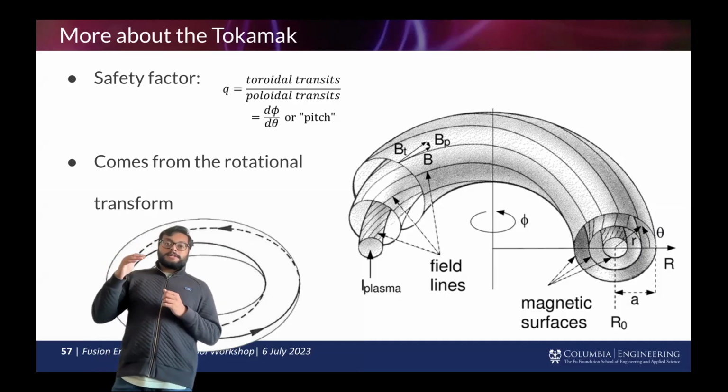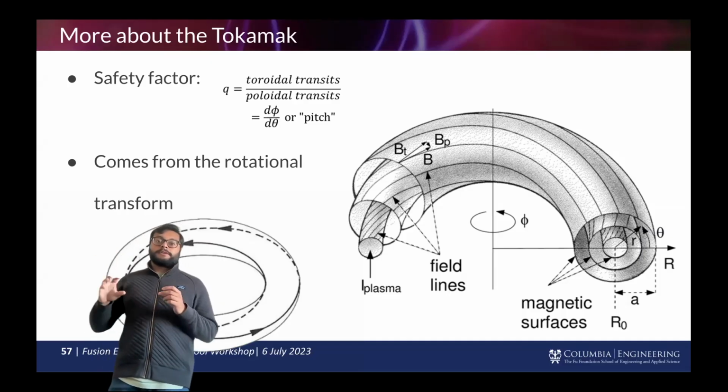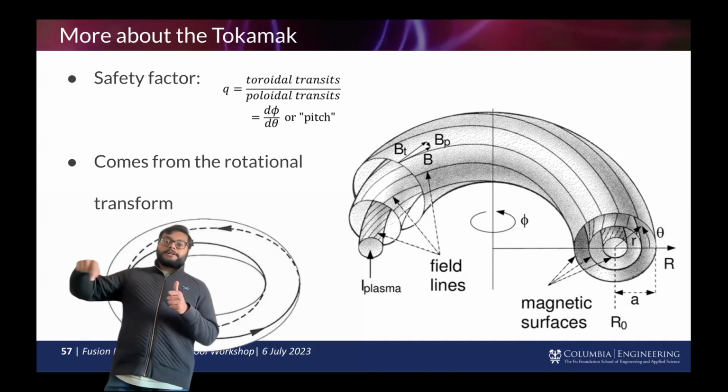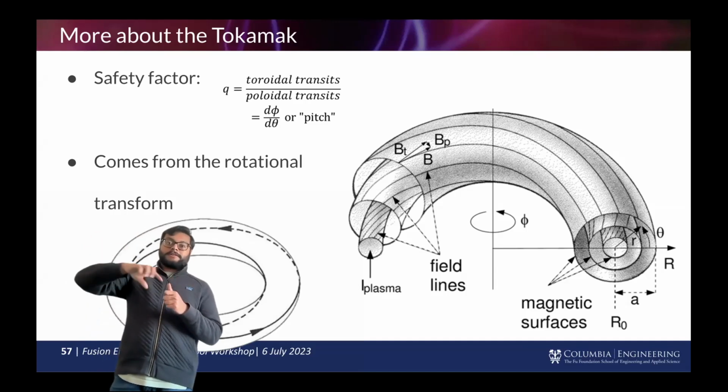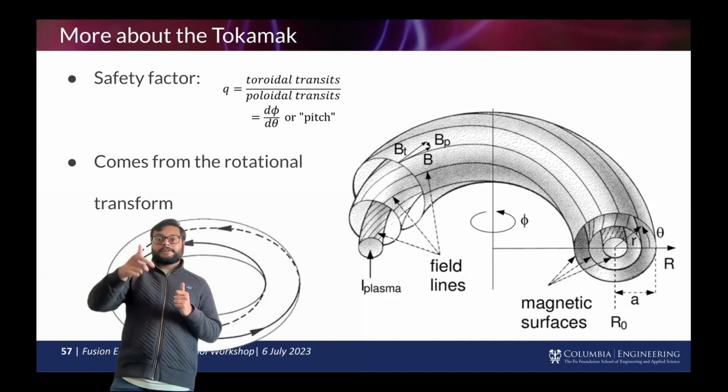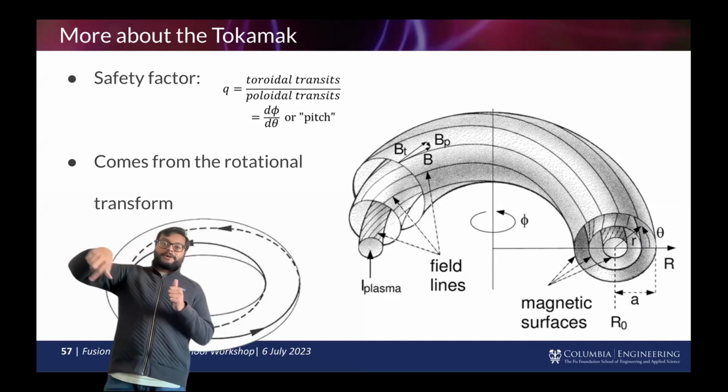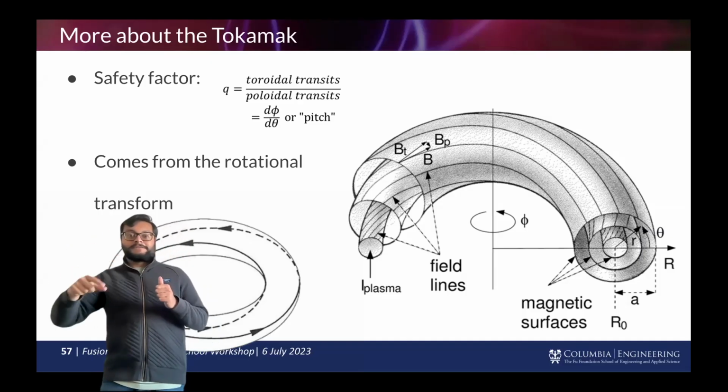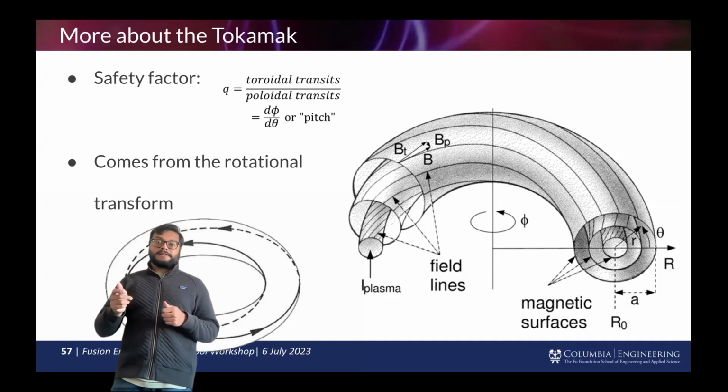And Q is essentially the number of toroidal transits over the number of poloidal transits. The toroidal transit is the long way around a tokamak, and the poloidal transit is the short way around a tokamak. And if you put the number of long ways that go around for one short way that goes around, you'll get the safety factor.